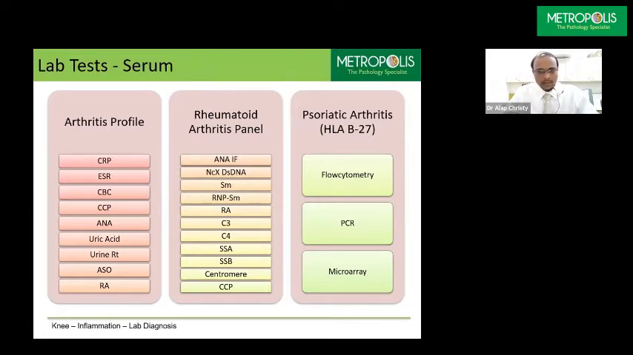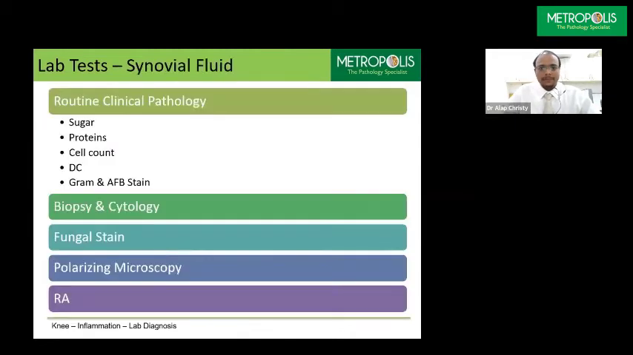So basically, we are looking at the reasons in the autoimmune panel, the associated autoimmune disorders such as lupus, or it can be Sjogren's, or it can be rheumatoid arthritis itself without any other associated disorders. To further differentiate them, we can have ANA, ENA, dsDNA, anti-Sm, RA, C3, C4, SSA, and centromere. And for psoriatic arthritis, HLA-B27, though it's not a complete marker for psoriatic arthritis, but yes, we have different tests for that as well: flow cytometry, PCR, and microarray.